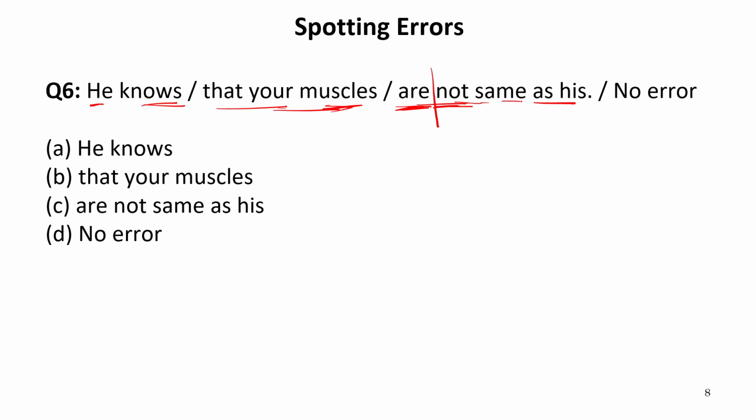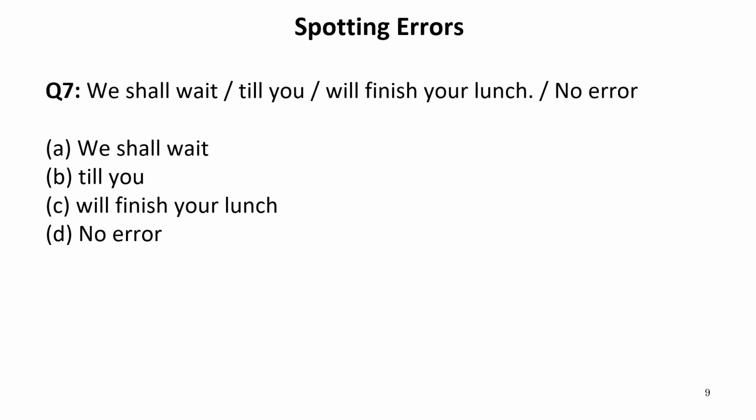Now it is written not same as his, so it can be not the same as his or not as same as his, then the sentence will be correct. Here a word is missing from this side, therefore the error is in part C. So our answer is C, because the C part contains the error. This is grammatically incorrect. Now let us move to the next one.